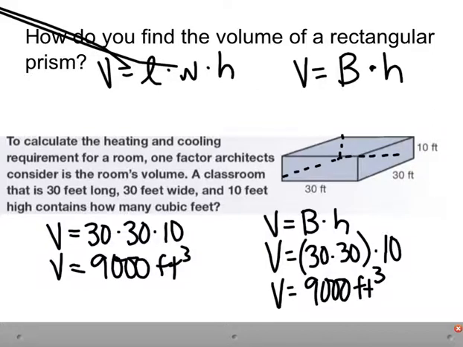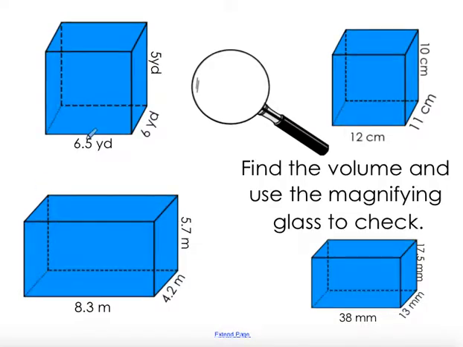Now we are in feet cubed, remember, because we are talking about volume, and we are multiplying three things together that have units. Feet times feet times feet is feet cubed. So you can see that both of these formulas work. Now let's find a couple of these.